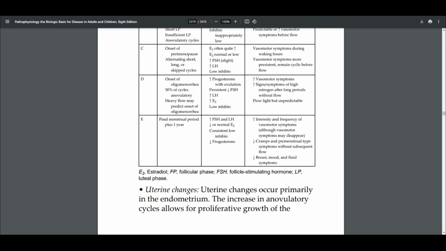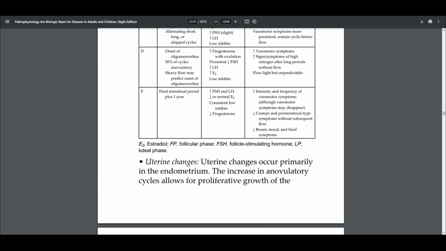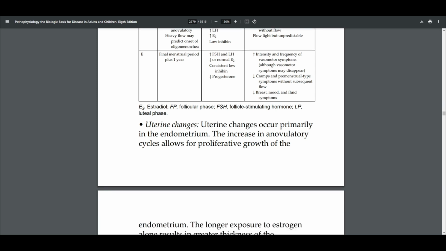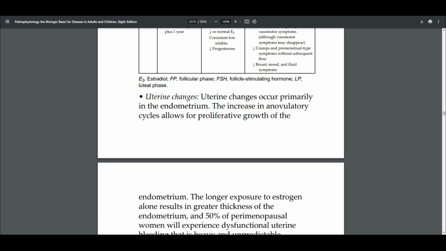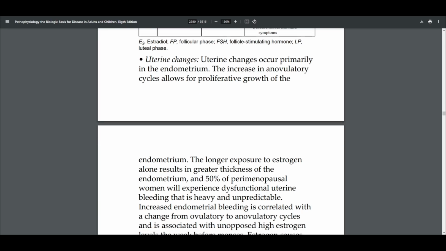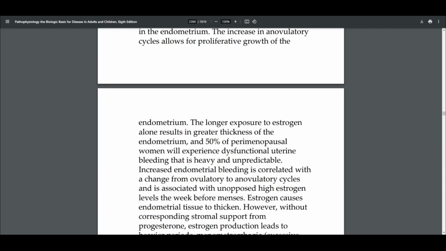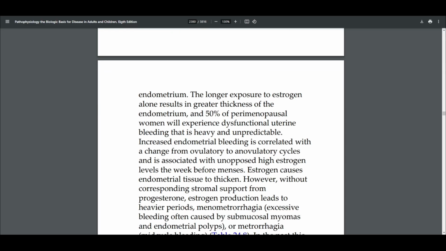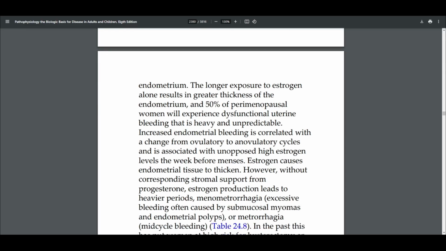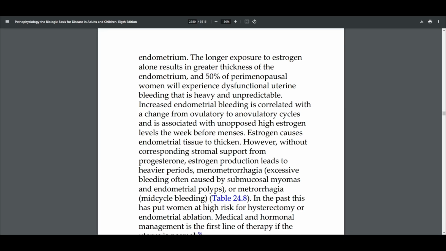Uterine changes. Uterine changes occur primarily in the endometrium. The increase in the anovulatory cycles allows for proliferative growth of the endometrium. The longer exposure to estrogen alone results in greater thickness of the endometrium, and 50% of the perimenopausal women will experience dysfunctional uterine bleeding that is heavy and unpredictable. Increased endometrial bleeding is correlated with a change from ovulatory to anovulatory cycles and is associated with unopposed high estrogen levels the week before menses.